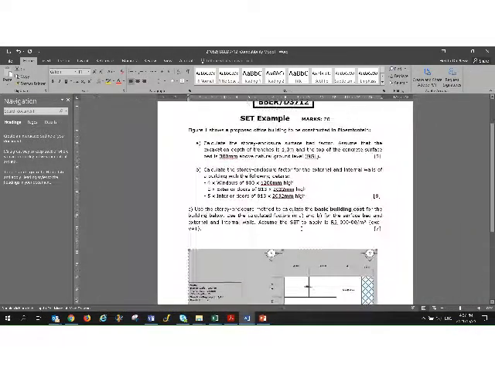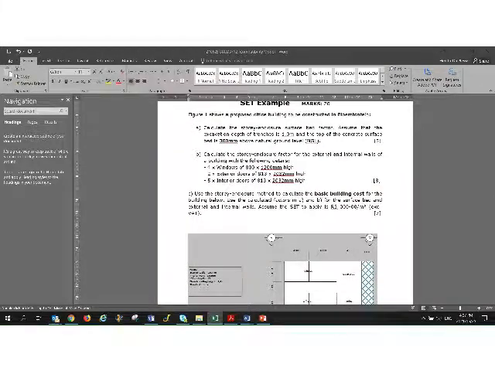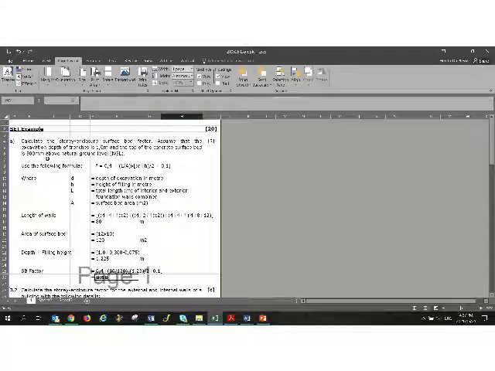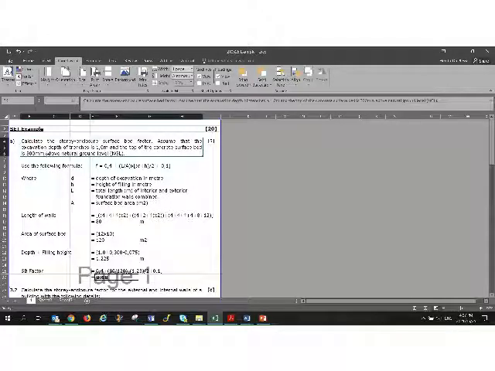So let's have a look at question A and how to approach these questions. I've just copied this example into an Excel spreadsheet to make it available also. So the first question is calculate the story enclosure surface bed factor and assume that the excavation depth is 1 meter and the top of the concrete surface bed is 300 millimeters below the natural ground level.